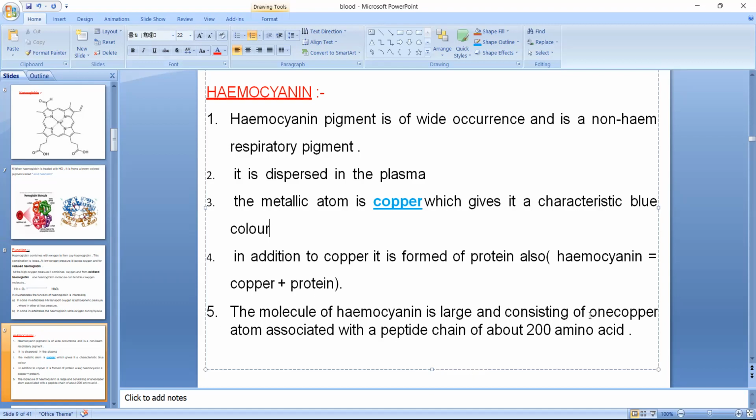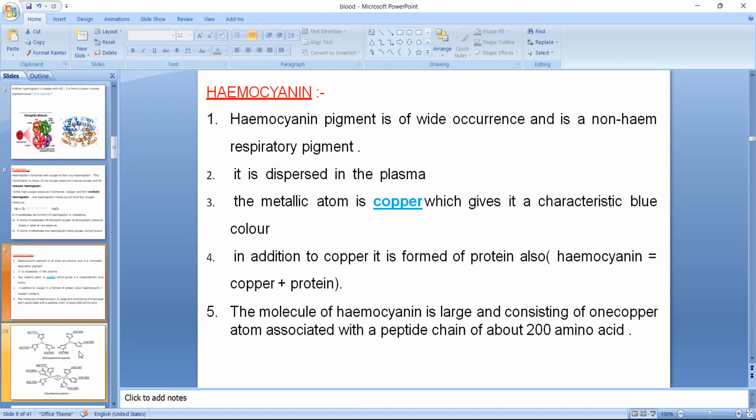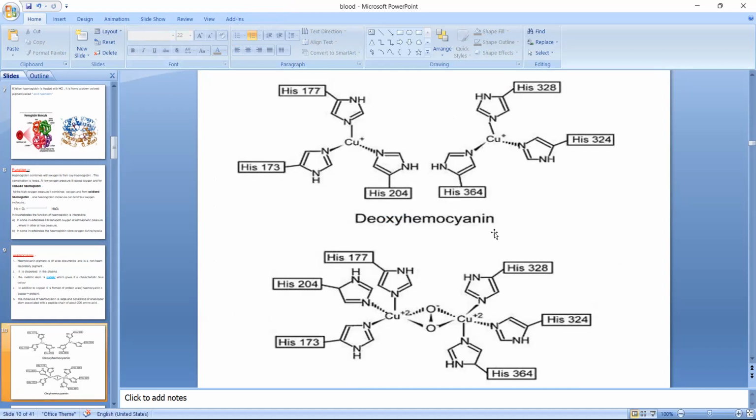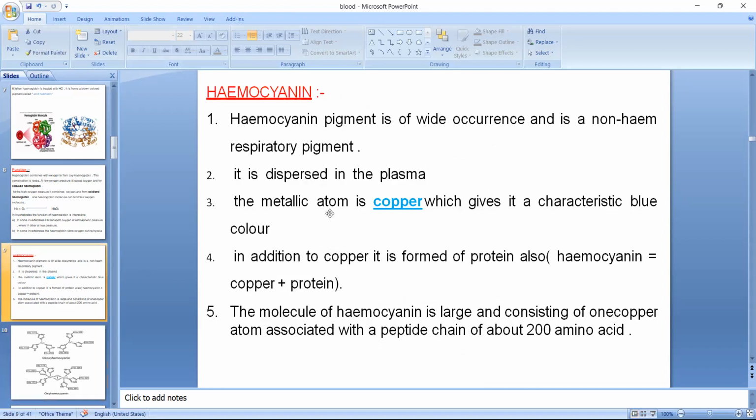The molecule hemocyanin is large and consists of one copper atom associated with a peptide chain of 200 amino acids. So this is the structure of hemocyanin. This is without oxygen. This is a single hemocyanin. This is another single hemocyanin. Both of them combined, each carries one oxygen molecule. What you should remember is that it contains copper.